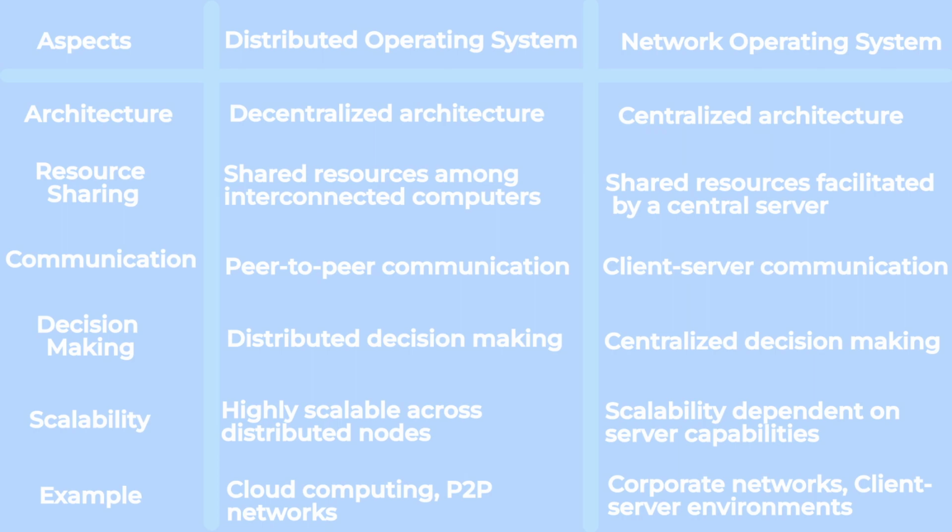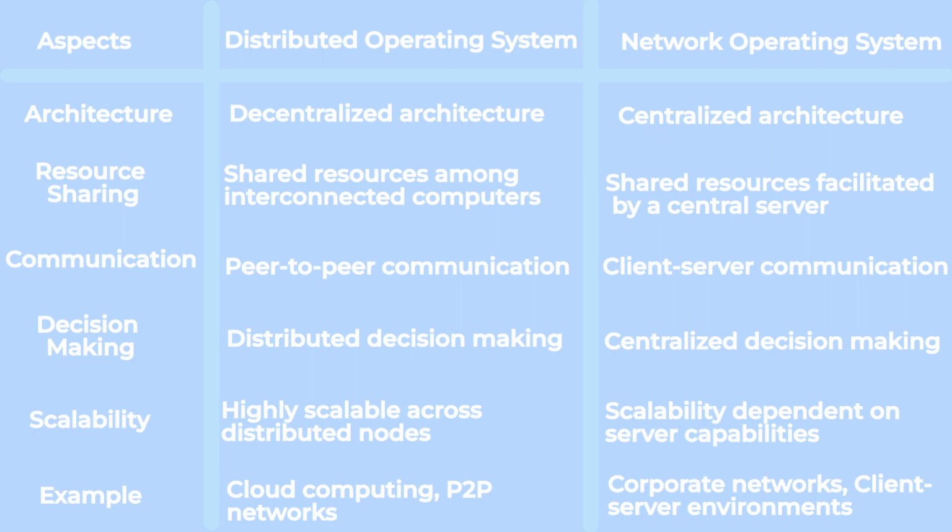When it comes to scalability, distributed operating systems are highly scalable across distributed nodes, while the scalability of network operating systems depends on the capabilities of the central server.